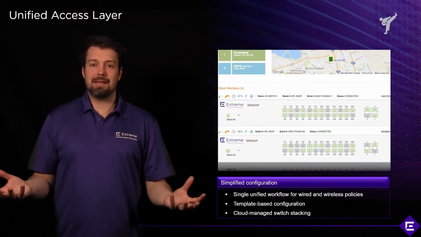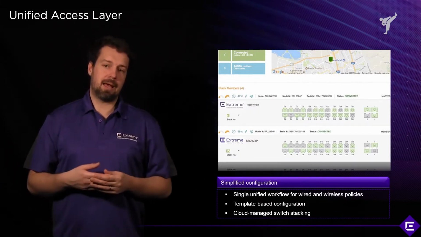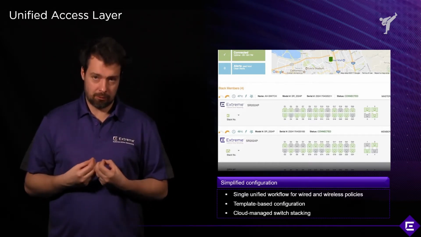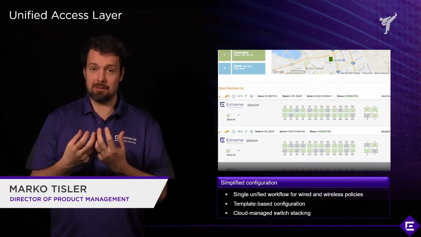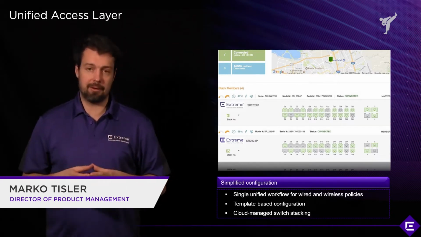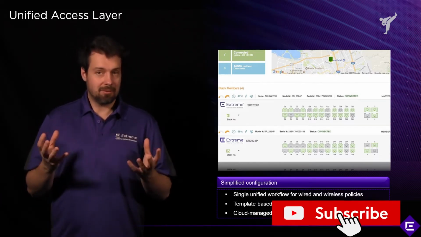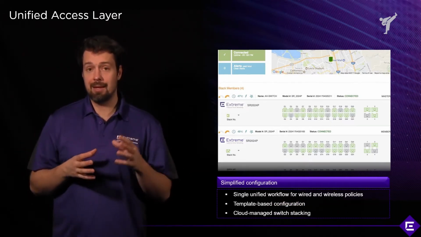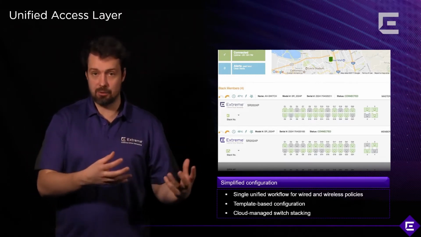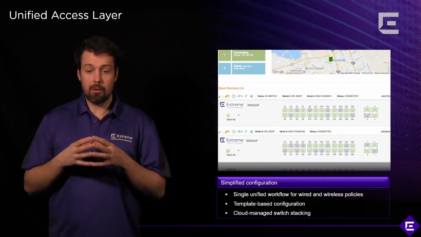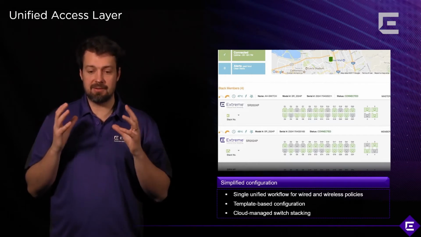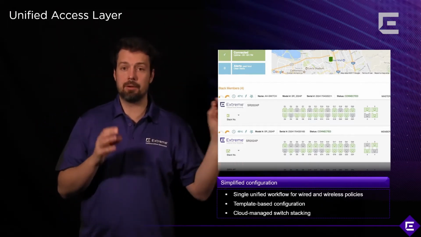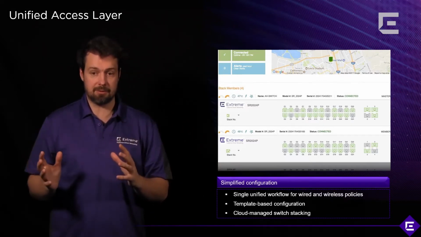So one of the mission statements Extreme has is to be the industry first cloud-driven end-to-end network vendor, or provide end-to-end network solutions managed through the cloud. And at some point we start talking about wired devices, and here we'll talk about the wired edge or the edge switches. We call it unified access layer because the same configuration principles, actually the same what we call network policies, are used to configure both wired and wireless devices.